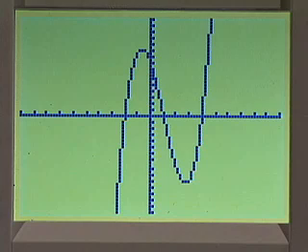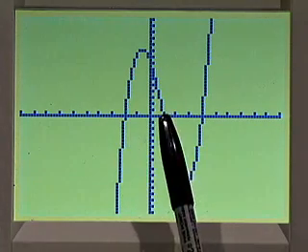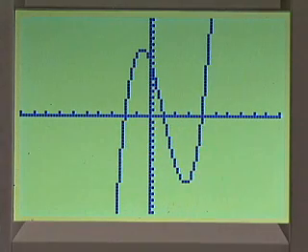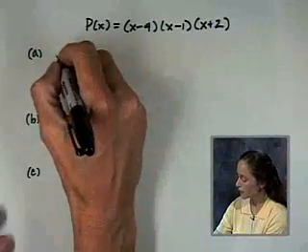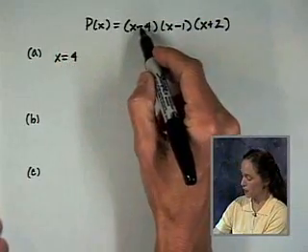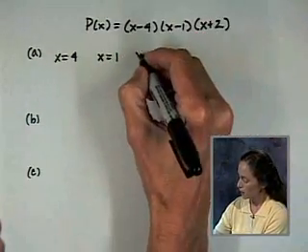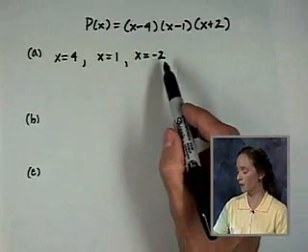It looks like the graphing calculator crosses the x-axis, or is 0. I should have said the function, I said the calculator. The function crosses the x-axis at -2, 1, and 4. The solutions to the equation, and I've written it here in factored form, are x equal 4 from the first factor using the zero product property, x equal 1, and x equal -2. Those are supported by our graphing calculator graph.